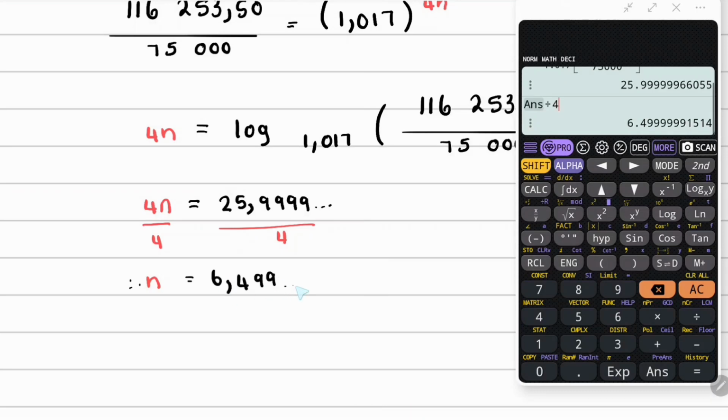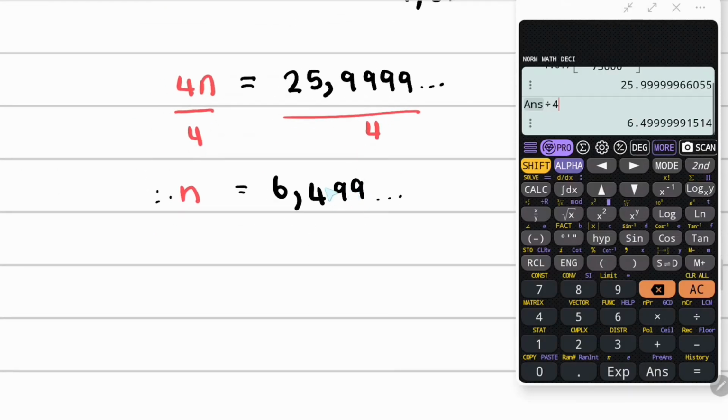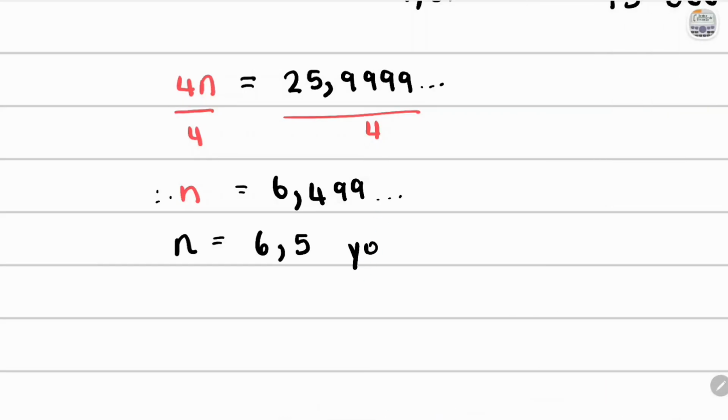6.49, and you can see the 9 keeps going. So it's going to round up to a 5, since that 9 adds a 1 and then that adds a 1. So n is equal to 6.5. Okay, so 6.5 years.